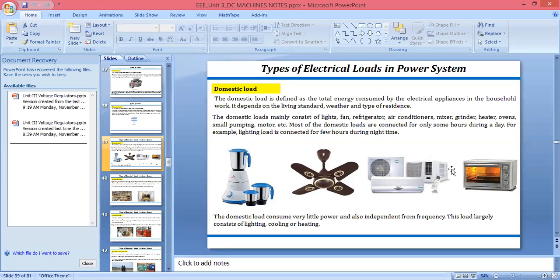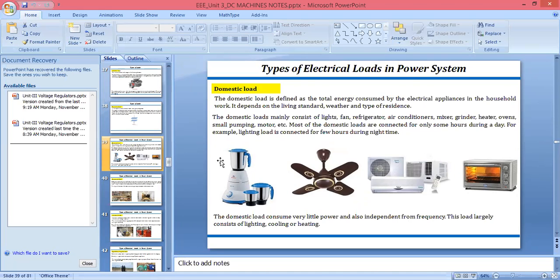So domestic load will also consume energy, and they can convert that energy in the form of heat or light, or any other form. The domestic load consumes very little power, and it is independent of the frequency. They consist of lighting, cooling or heating, because for lighting, for cooling, for heating, we are using this domestic load.